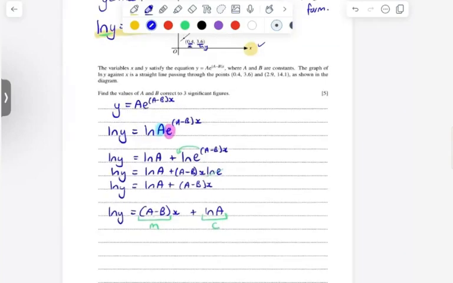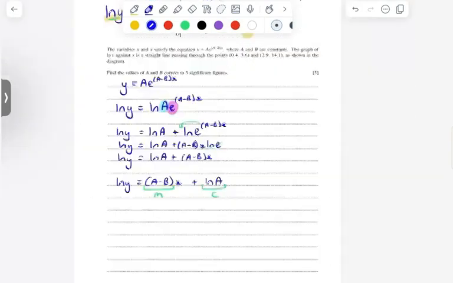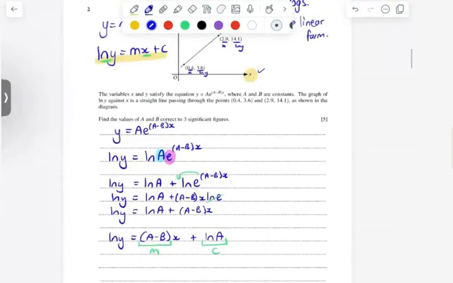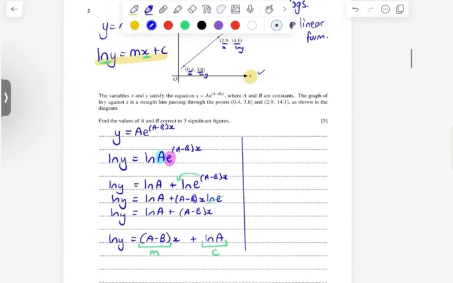The gradient, and equate that to a minus b. I'm just going to do simultaneous equations for now. All right, so we're going to take our first point, and here you need to make sure that you plug in the right thing into your equation. So my ln y value, I'm going to start with my point down here.